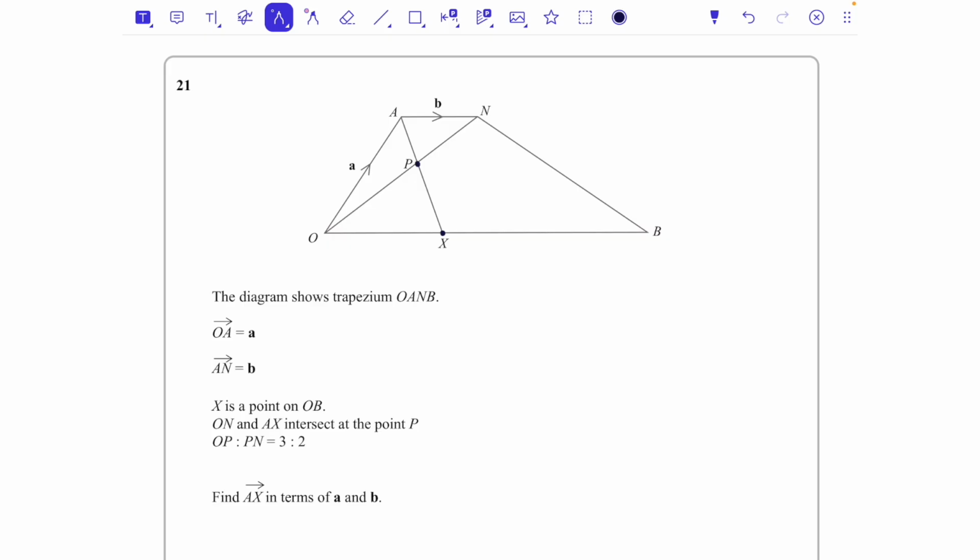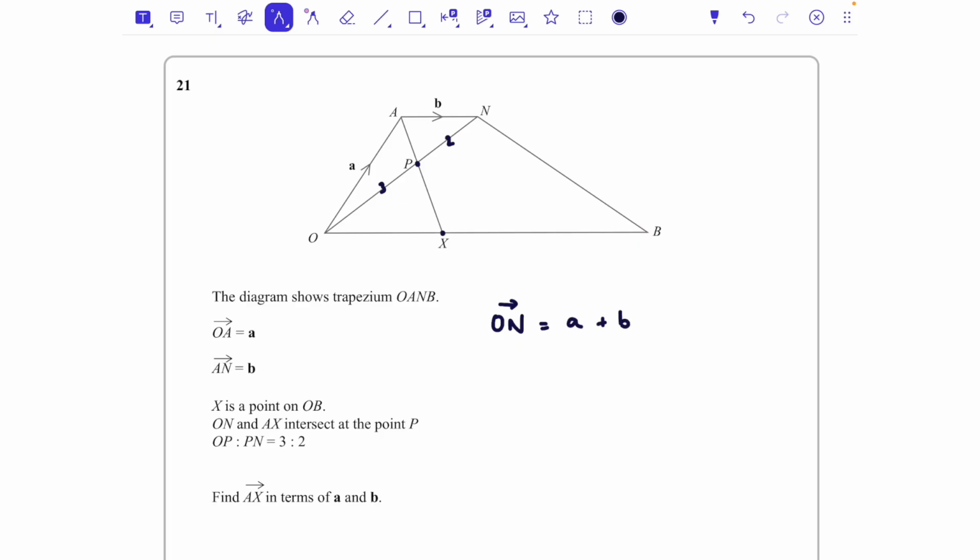O to P, P to N, so that bit there and that bit there are in the ratio 3 to 2. Find A to X in terms of A to B. Okay, well, always with these questions, if there's a triangle and you've got 2 sides of it, give me the vector for the third side. So we're going to start by saying that O to N is A plus B.